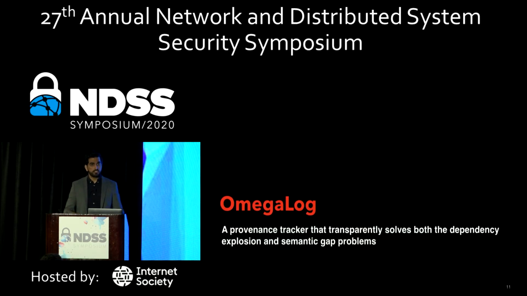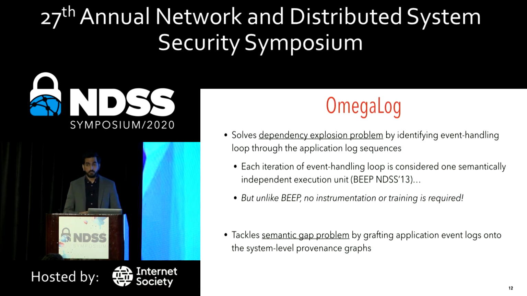To solve these challenges, we built a system called OmegaLog. It solves the dependency explosion problem by identifying the event handling loop inside the application using application event log sequences, such that each iteration of the event handling loop is considered as one semantically independent execution unit. This definition is the same as in the BEEP system that was introduced at NDSS 2013. But unlike BEEP, we don't require any instrumentation or training overhead. To tackle the semantic gap problem, we graft the application log events onto the system-level provenance graph in a causally correct manner.